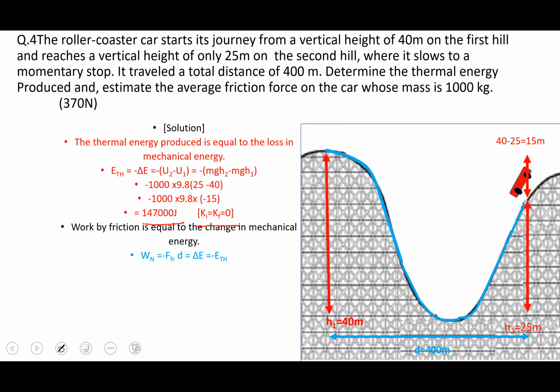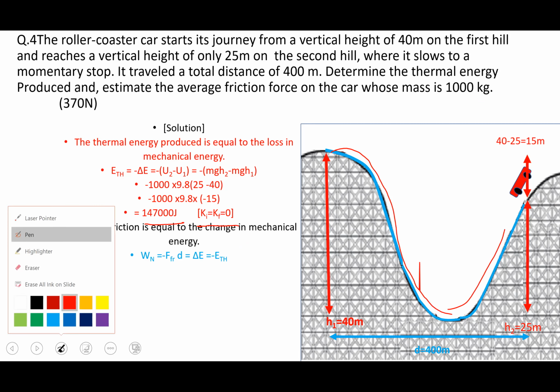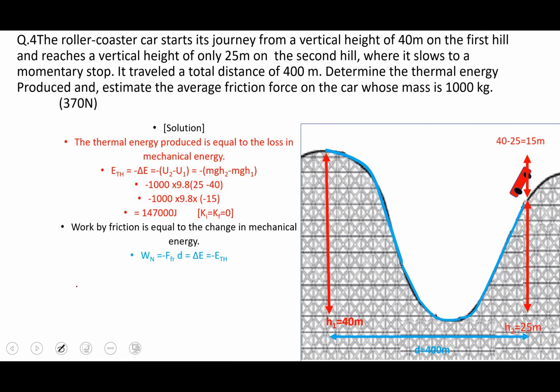Work by friction is equal to the change in mechanical energy. That means the work done by the roller coaster. So in that case, when it went down the slope of this curve, it basically interacted with the tracks of the roller coaster, and because of that, there was friction. So it is taken to be negative, but the displacement was there. So W_f is equal to minus the friction force into displacement, or we can say the change in mechanical energy, or the release of thermal energy in this case.